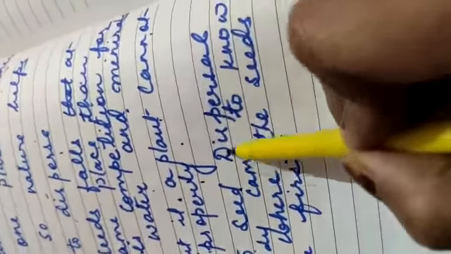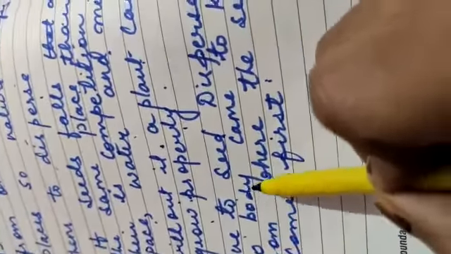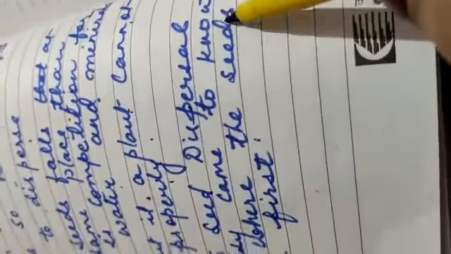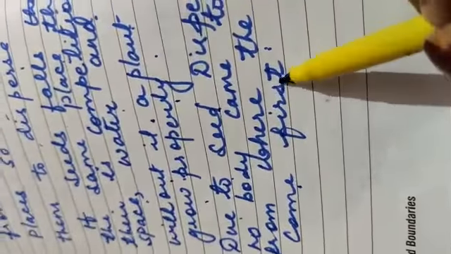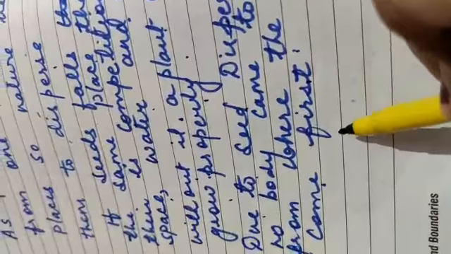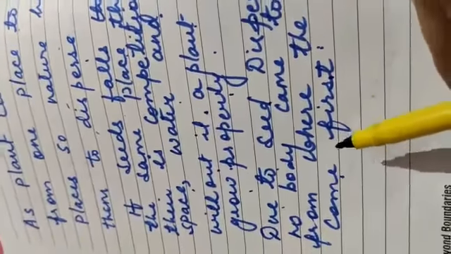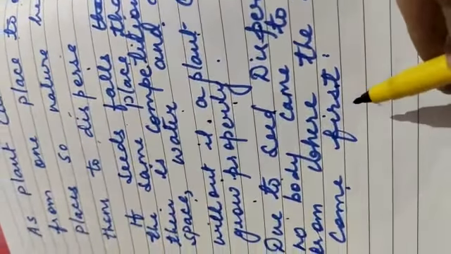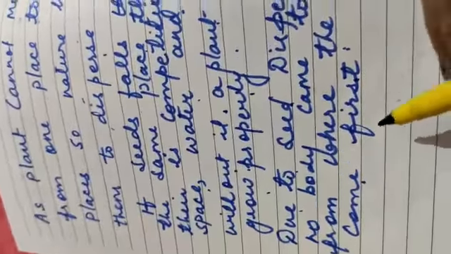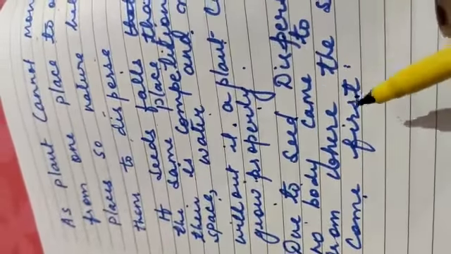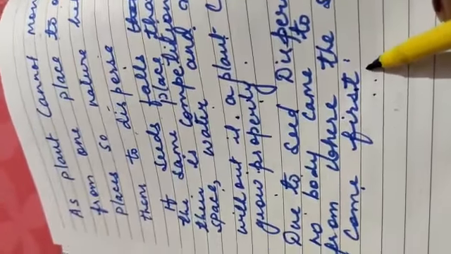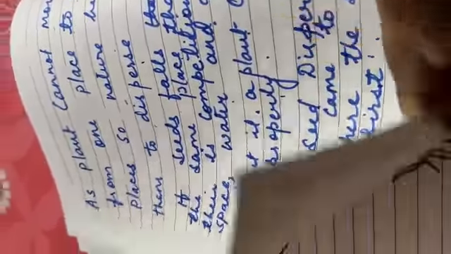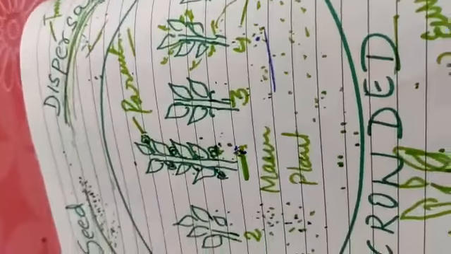Due to seed dispersal, nobody comes to know from where the seeds came first. You don't know where the seeds come from. Some of the seeds are scattered so far away that nobody can know from where the seeds came first. So that is the way of seed dispersal.